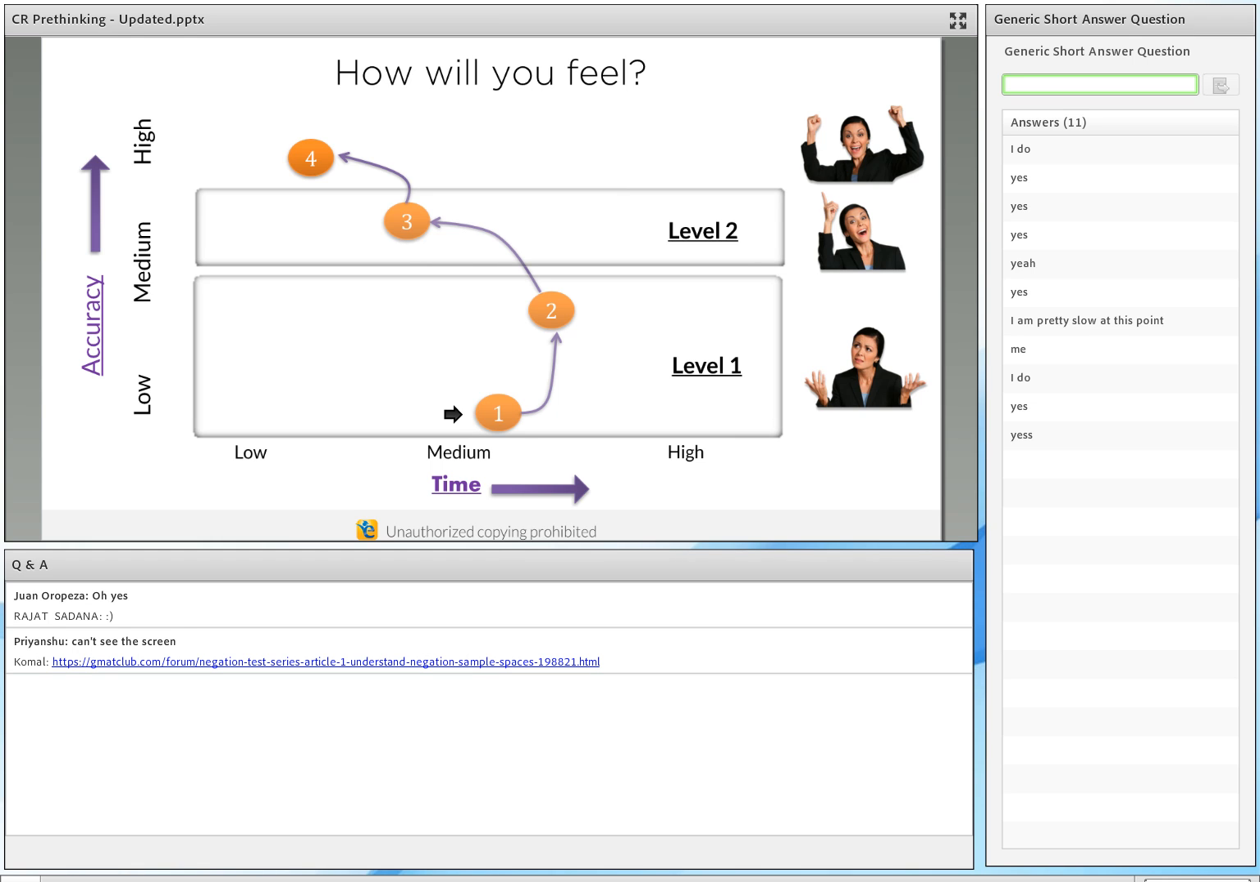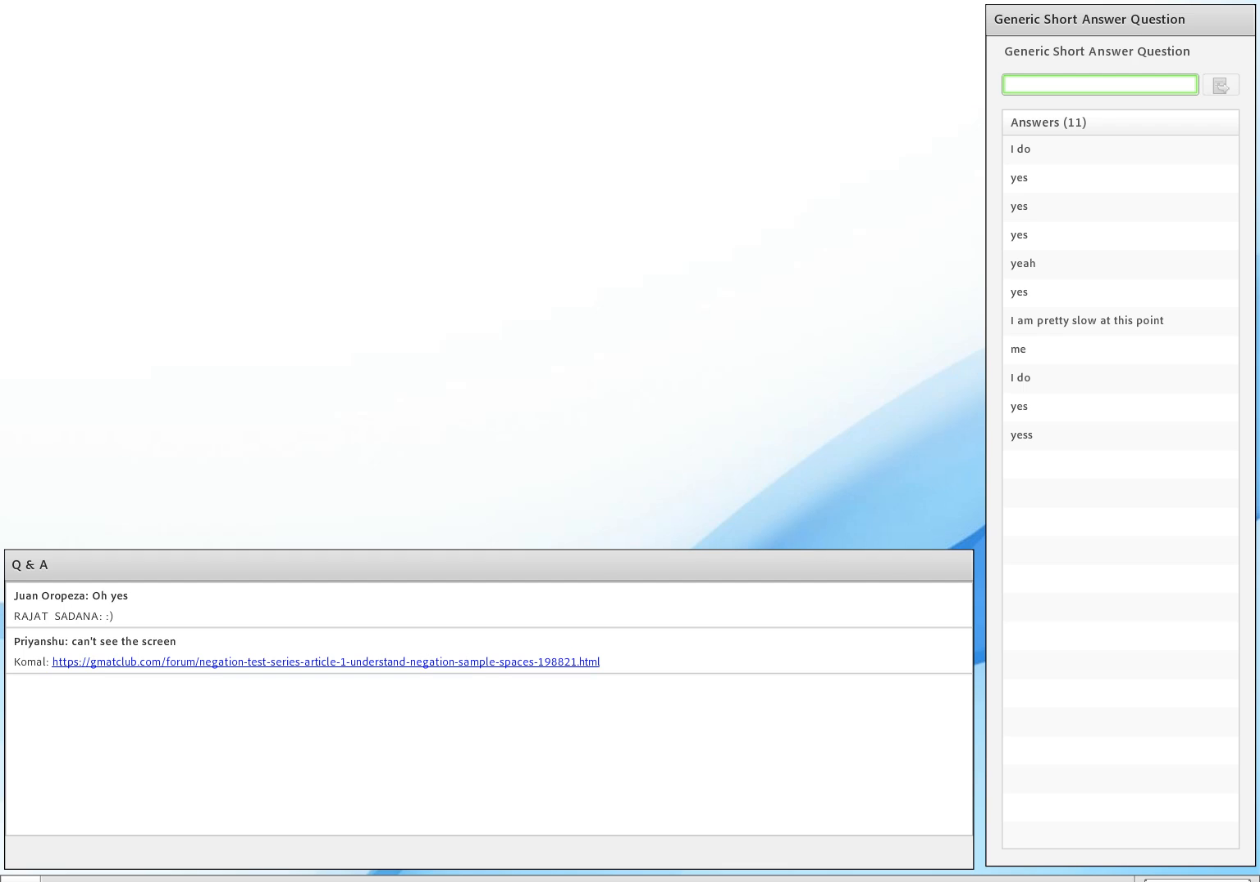Let me share a very recent case study. This is from last week. A student actually shared his data. Here's a guy who improved from 700 to 770.